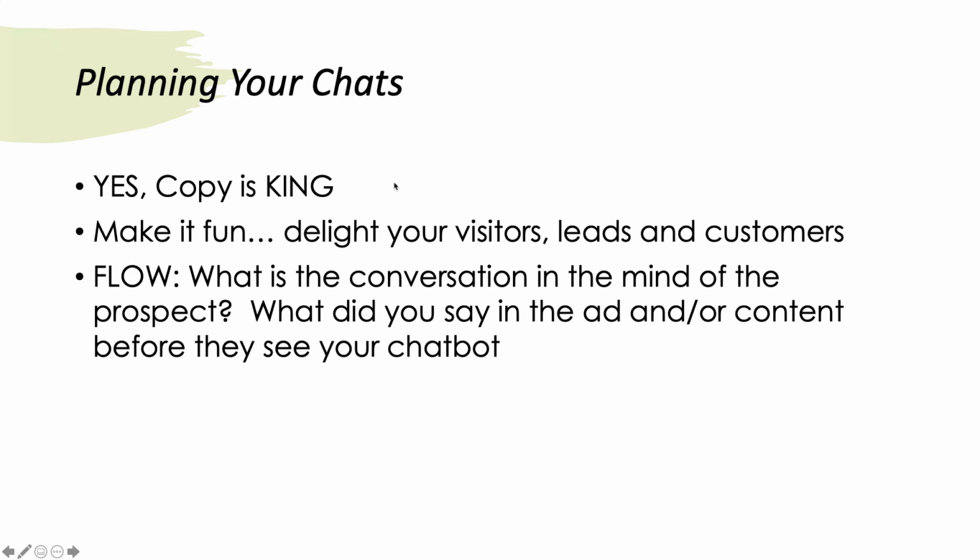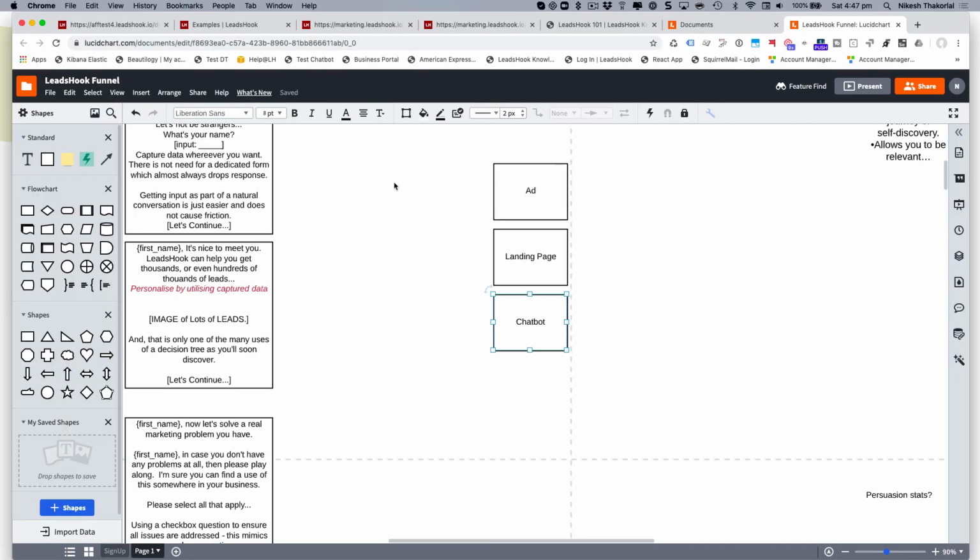So understand it's copy, making sure that you don't jump and skip too many steps. And if you do have multiple steps in your funnel, whether it be from email, solo ads, or whatever the pre-traffic or pre-content is before they see your bot, make sure the conversation flows through. And make sure that you do check for that in this creation process.